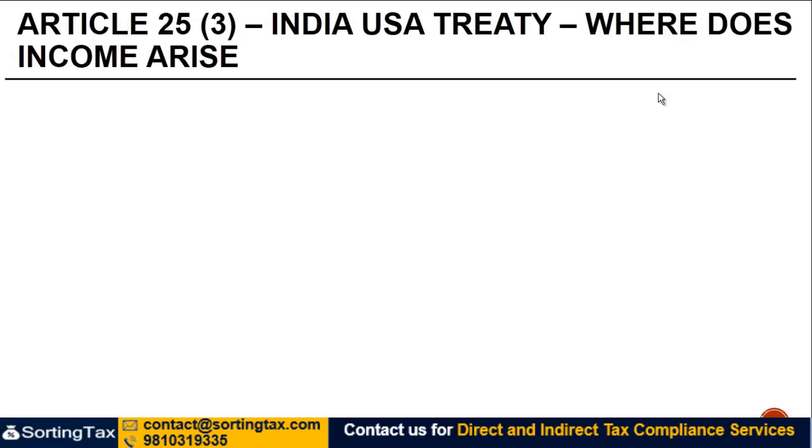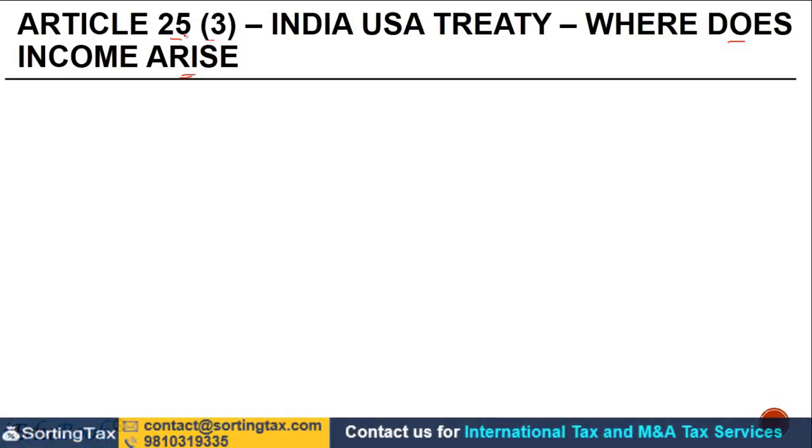Article 25, Paragraph 3 of the India-USA Treaty. Where does income arise? For the purpose of foreign tax credit, it's important to understand who has the right to tax. And quite often, this right to tax is a function of where the income arises, and therefore this paragraph identifies where income should be considered as arising for the purpose of the treaty.